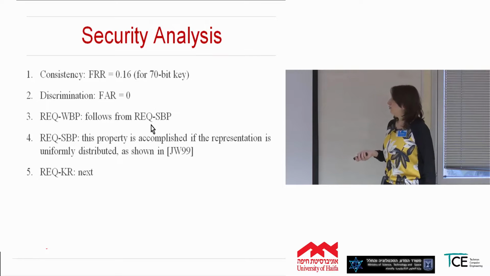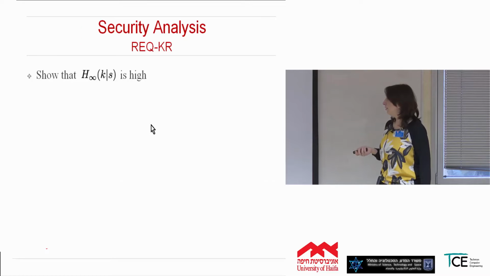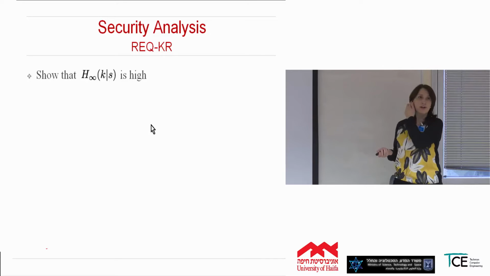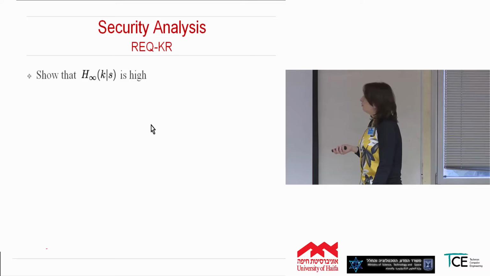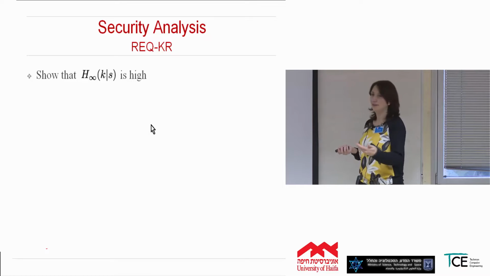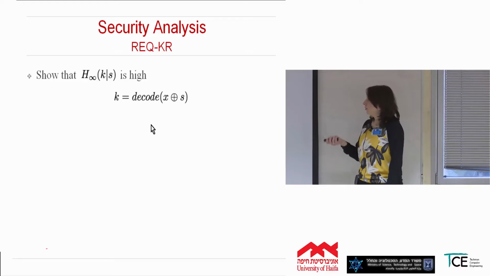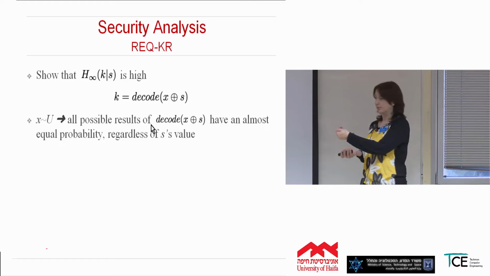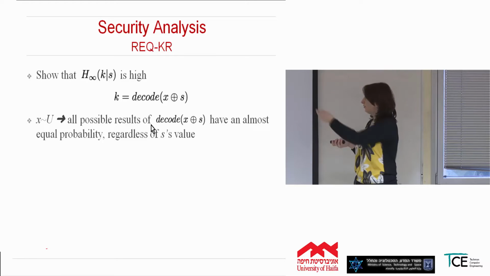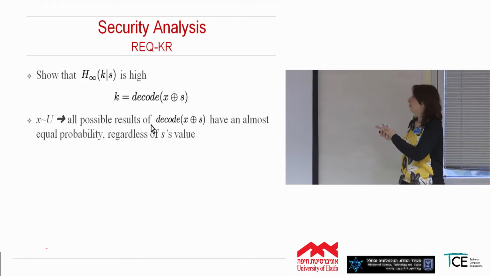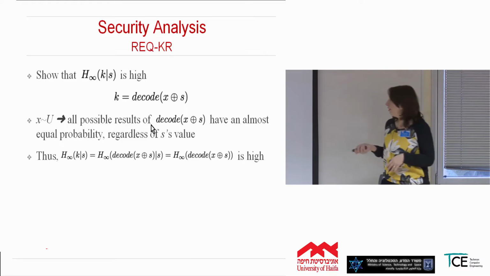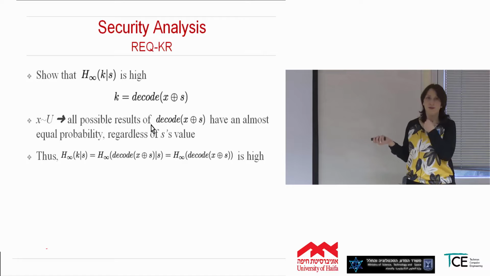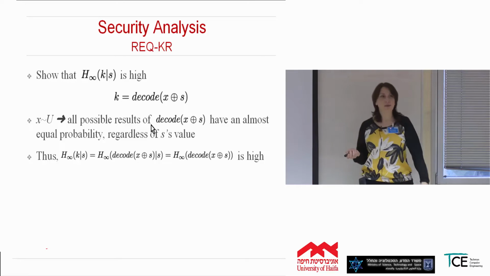Now, the last one that we want to show is the requirement on security that given a key and given helper data, the key should look random. So we should show that the entropy of K given S, where K is the key and S is the helper data, is high. So what is K? For K, we run the decoding on X XOR S. If X is uniform, and that's what we showed a minute ago, all possible results of this decoding have almost equal probability regardless of the S value. So we can just remove S from here, and that's what we do. So we have a high entropy. We show that we have high entropy. OK, so this concludes all the requirements that we wanted.